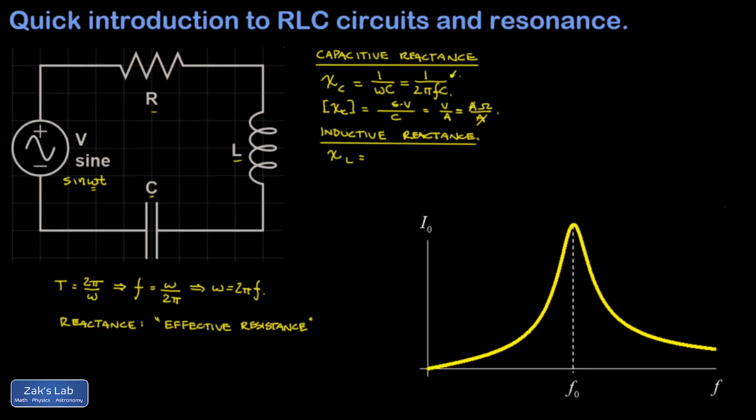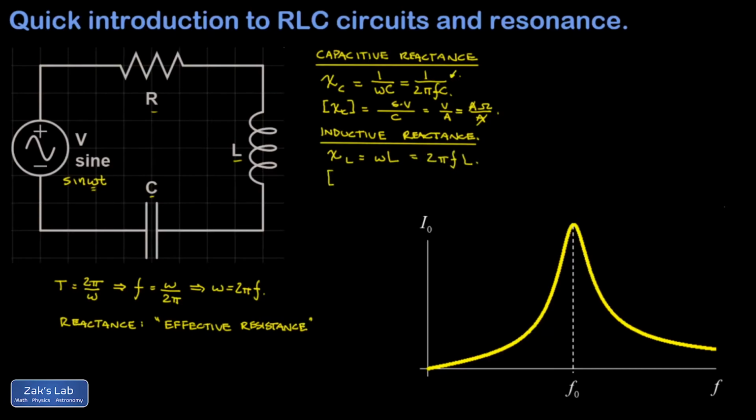If the frequency was really high, then you're just constantly reversing the direction of the current very rapidly, and you get huge induced EMFs opposing those changes in the inductor. And the effective resistance of an inductor can become infinite in the high frequency limit as you're trying to shift the current back and forth infinitely fast. So the simplest way to get this done is with the formula chi L equals omega L. Replacing omega with 2 pi f, I get 2 pi f L.